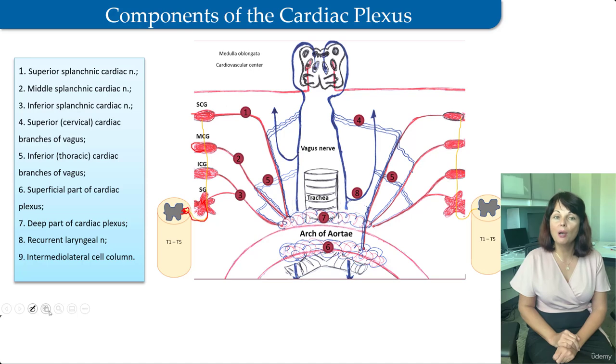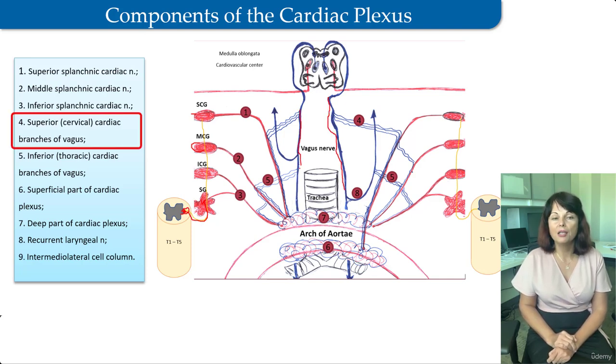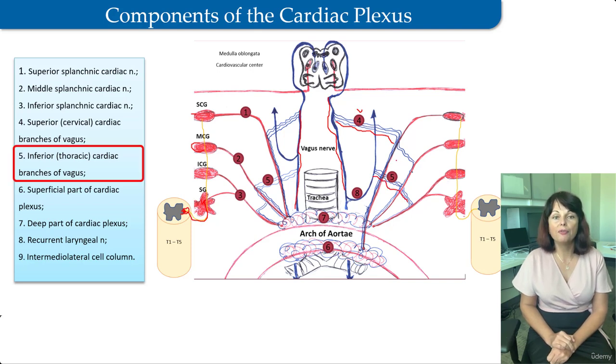The preganglionic parasympathetic cardiac nerves are the primary and secondary branches of the vagus nerve. The superior cervical cardiac branches arise from the main vagal trunks on both sides, while the inferior thoracic cardiac branches branch off from the main vagal trunk on the right and from the recurrent laryngeal nerve on the left side of the body.